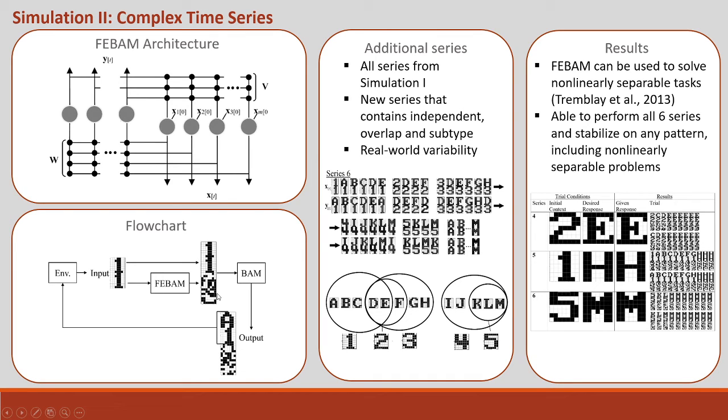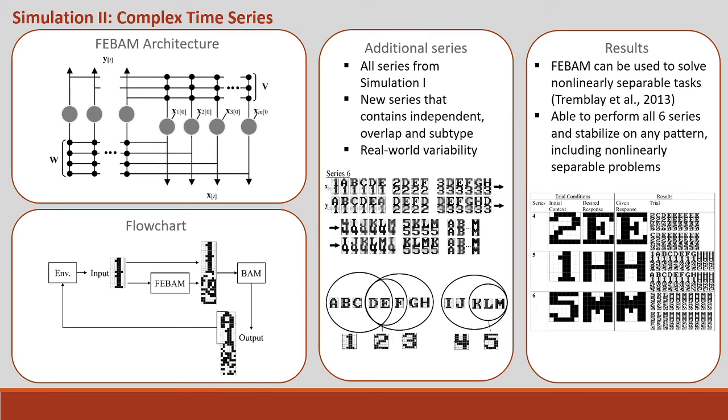All series from Simulation 1 were used with the addition of one new series that includes a mix of all possible combinations of independent, overlapping, and subtype time series. It encompasses all possible combinations and arrangements of stimuli, giving real-world variability. As seen here, the model was able to learn and perfectly recall both time series 4 and 5 with no problems, which the BAM alone was not able to do. More importantly, it was able to correctly learn, exploit, and stabilize on any given pattern for the additional complex series.